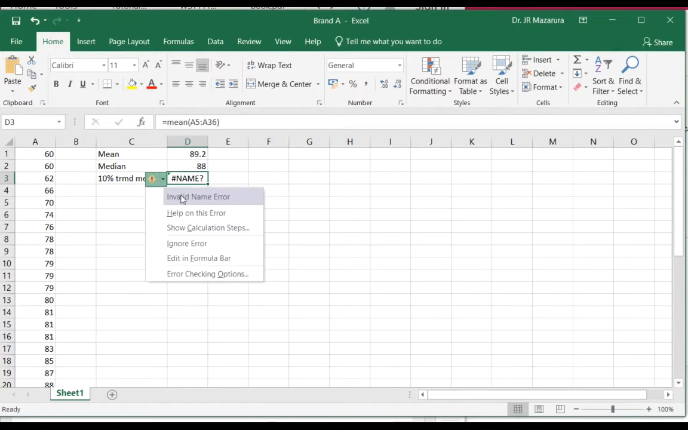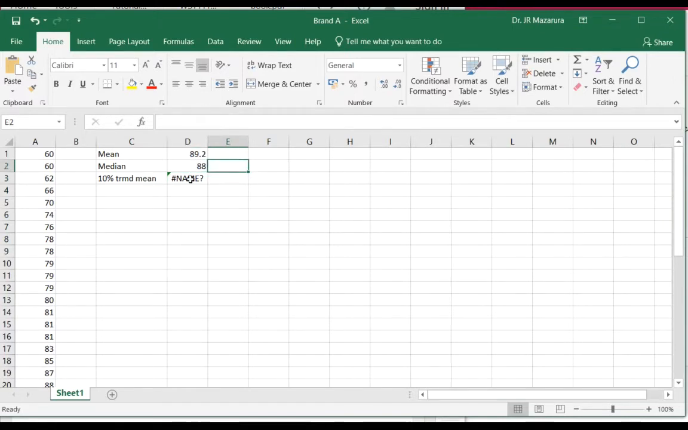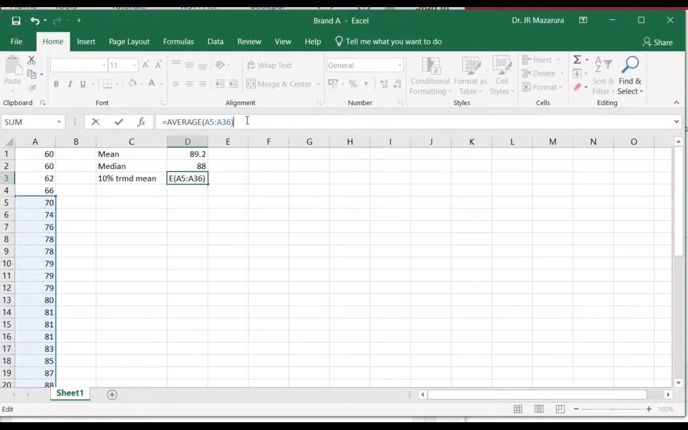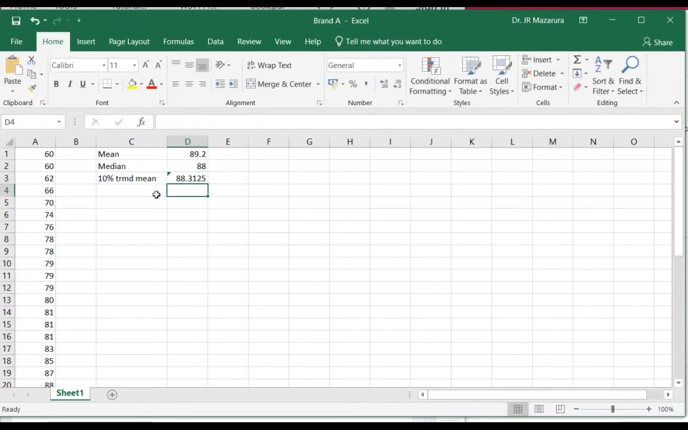Invalid name error. Oh, sorry. Look, I typed in mean. It's supposed to be average. That's why I got the error. So enter. So don't make that mistake.